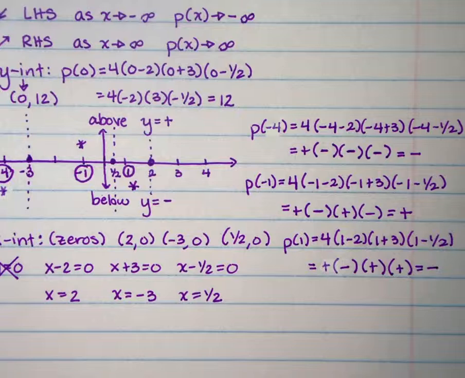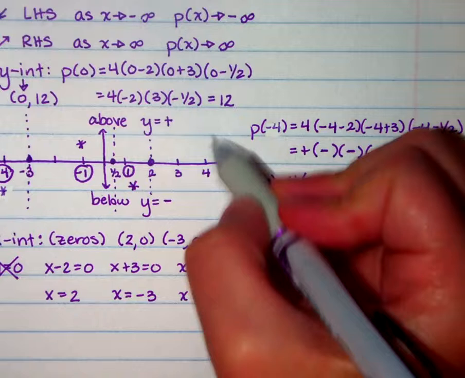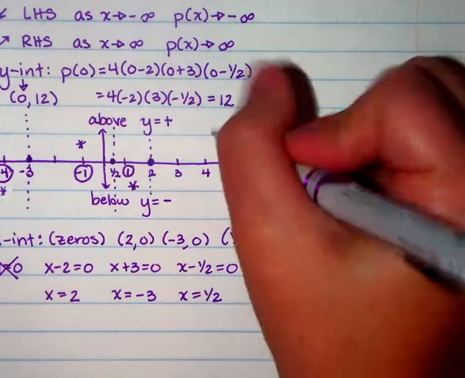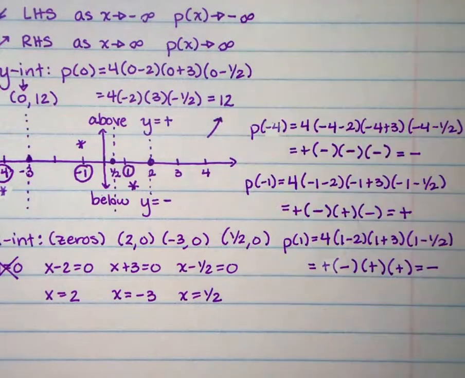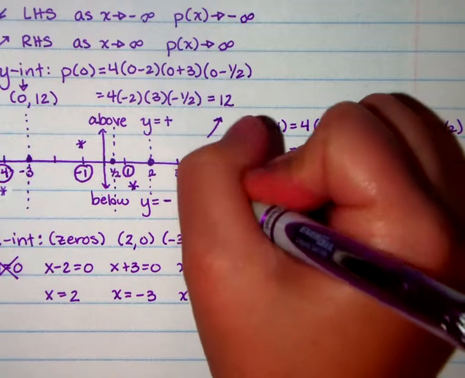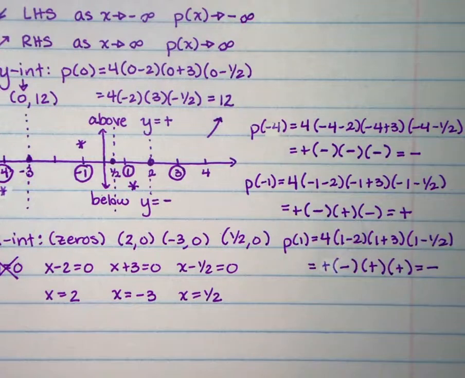And now I have one more I need to check. I'm pretty sure it's going to be up here in the positive zone because the right-hand side of the graph is going up like this. And so I'm going to check the number 3 just to confirm.